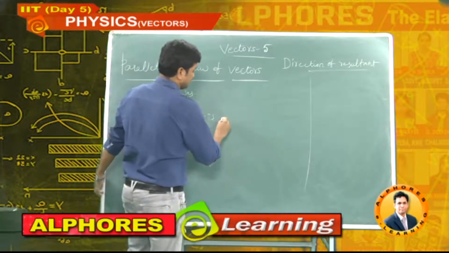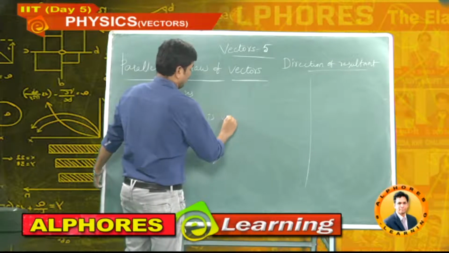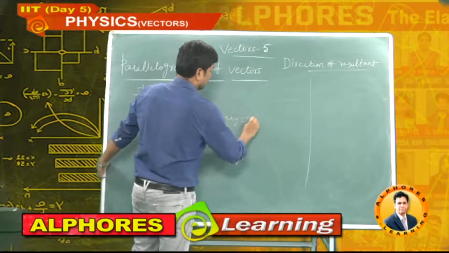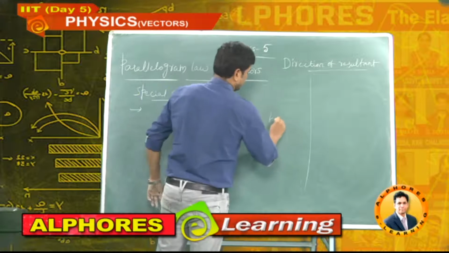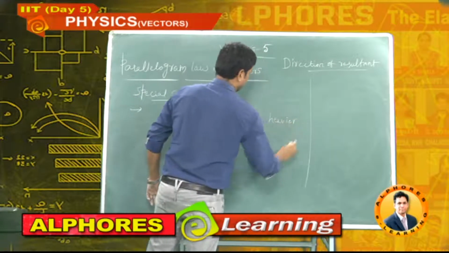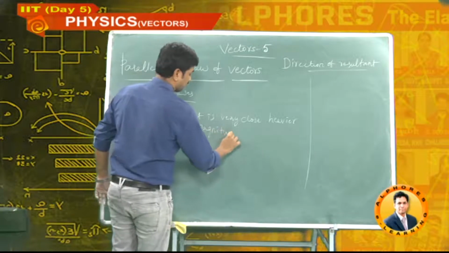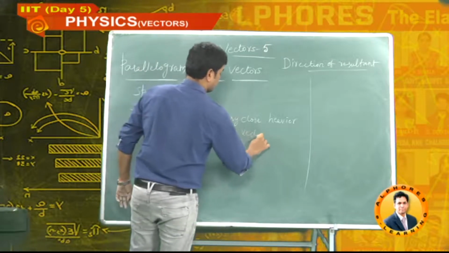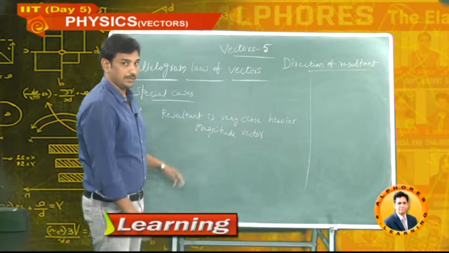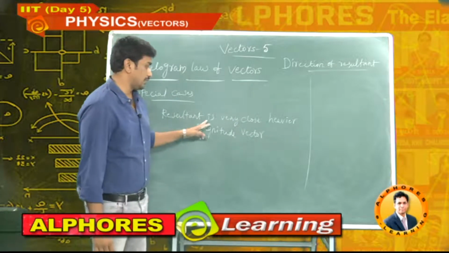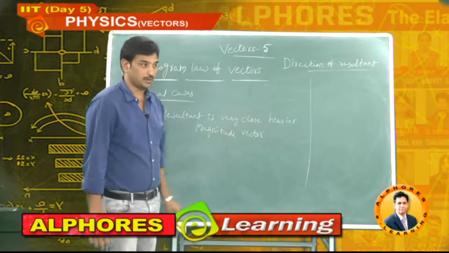Resultant is very close to the heavier magnitude vector. What is the meaning of this? Resultant is very close to heavier magnitude vector.